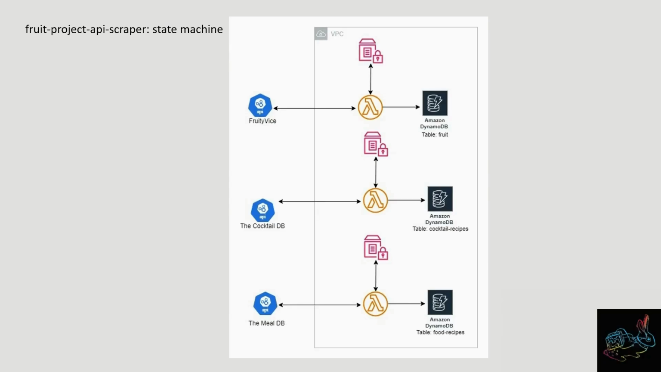With regard to deployment, we've used the Serverless framework, where the state machine forms part of an AWS CloudFormation stack. Now, before we execute our state machine in AWS, let's look at how the state machine is defined in the serverless.yaml file in the Fruit project API scraper repo.